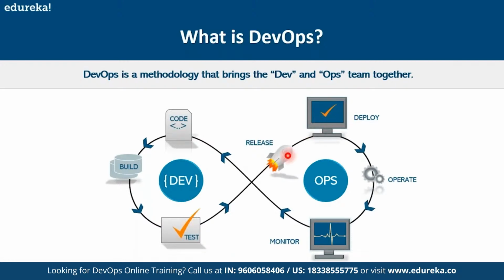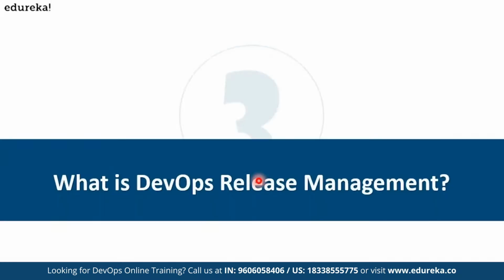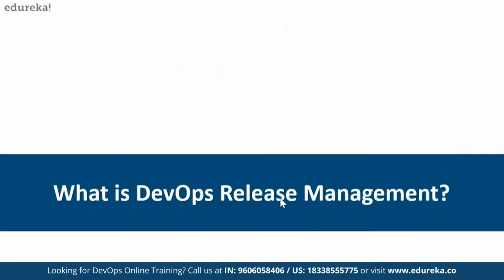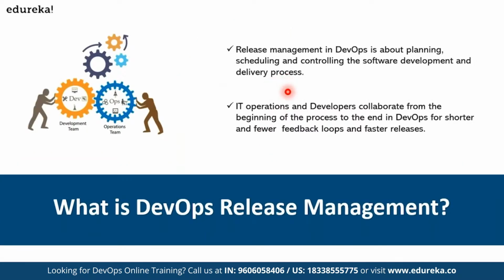It gets deployed. Now, what is the mechanism to have a release system managed in a DevOps environment? That is what we are going to discuss: how do we control this, and what are the tools required to control this? All this shall be discussed in our section today. What is DevOps release management? Release management in DevOps is about planning, scheduling, and controlling the software development and delivery process.